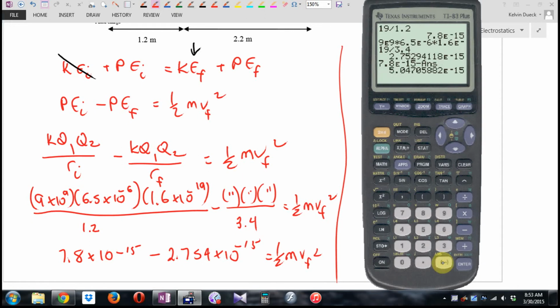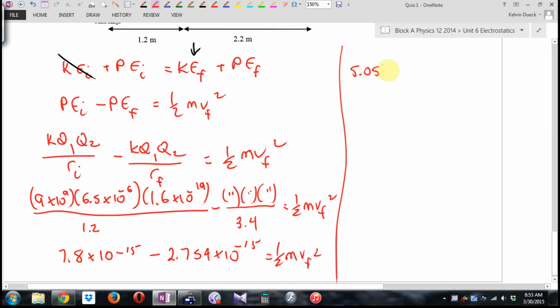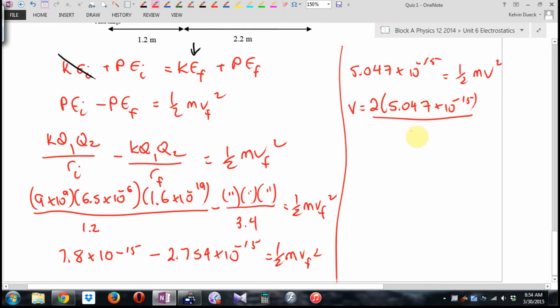Is that how much energy we have? I think so. 5.047 times 10 to the negative 15. That equals a half mv squared. Now let's get the v by itself. V is going to be, you know what? I'm going to times by 2. Let's put the 2 in front. Times by 2. Divide by m. Huh? It's a proton. I know the mass is 1.67, but I can never remember the times 10 to the.